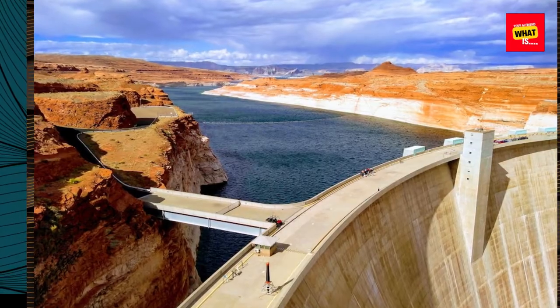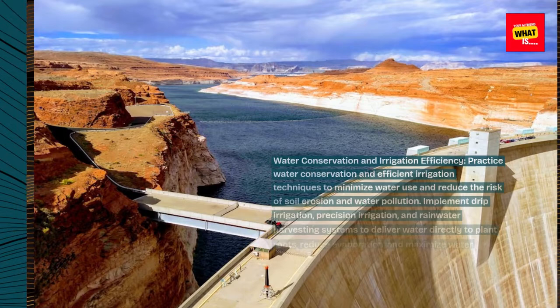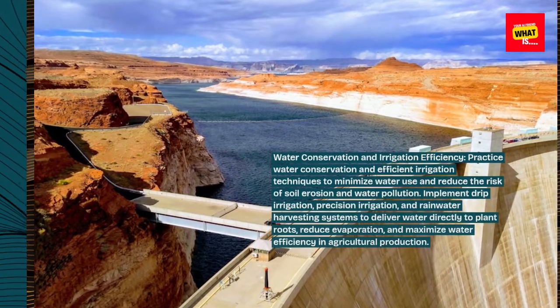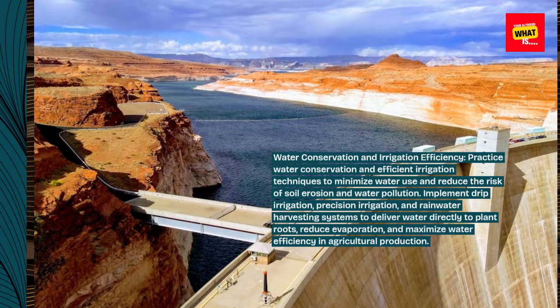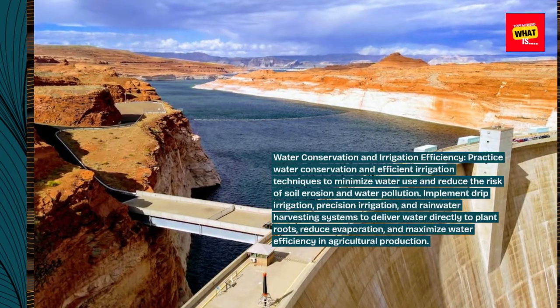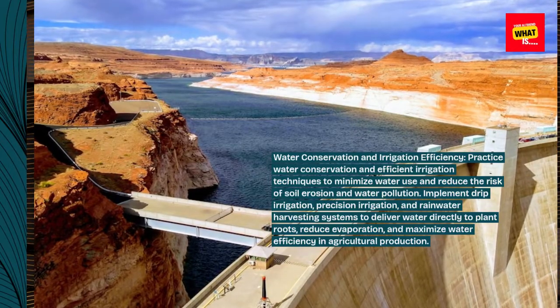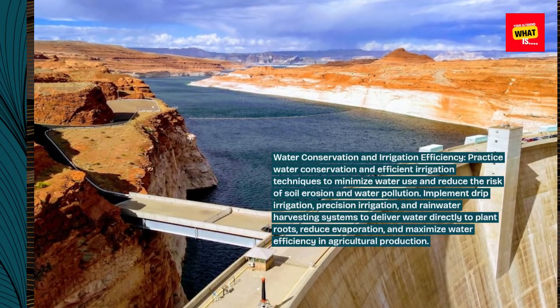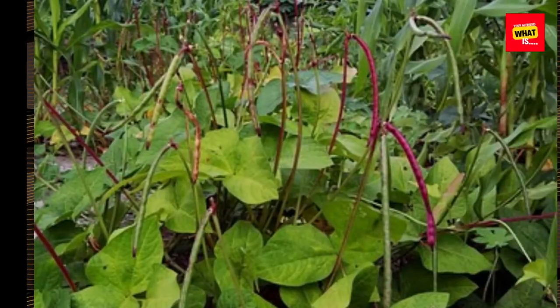Water conservation and irrigation efficiency. Practice water conservation and efficient irrigation techniques to minimize water use and reduce the risk of soil erosion and water pollution. Implement drip irrigation, precision irrigation, and rainwater harvesting systems to deliver water directly to plant roots, reduce evaporation, and maximize water efficiency in agricultural production.